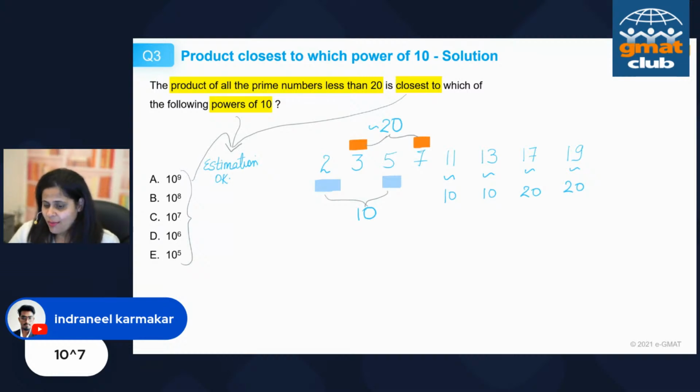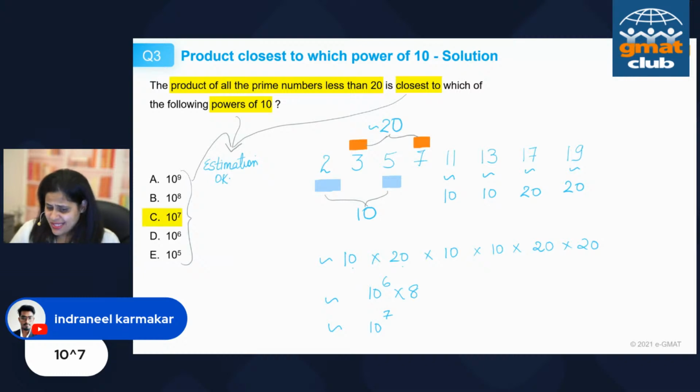Now, how many tens do you have over here? You have 1, 2, 3, 4, 5, and 6. 6 tens. But you also have 2 over here, another 2 over here, and another 2 over there. So you have an 8 here. 8 will again be approximated, rounded up to 10, which means you have 10 to the power 7.